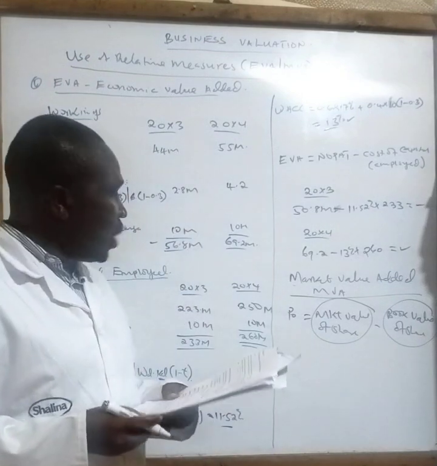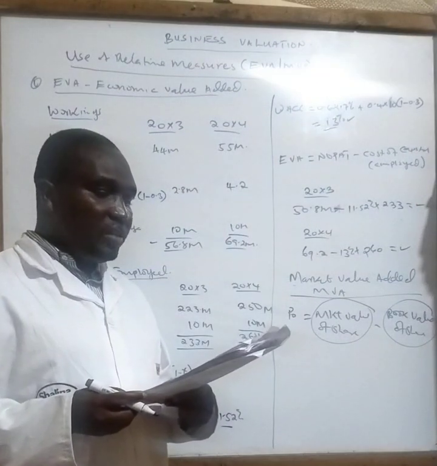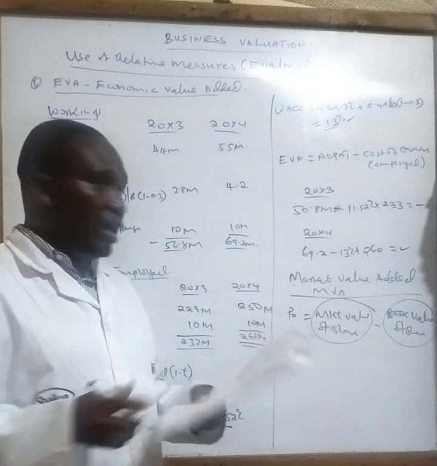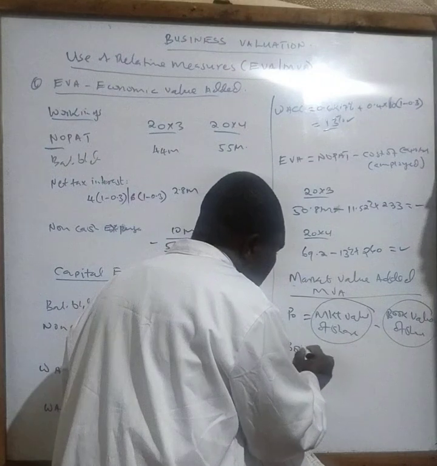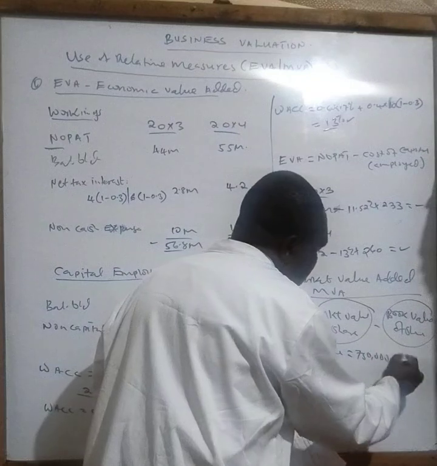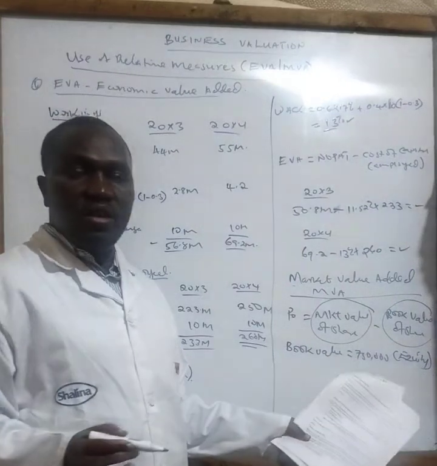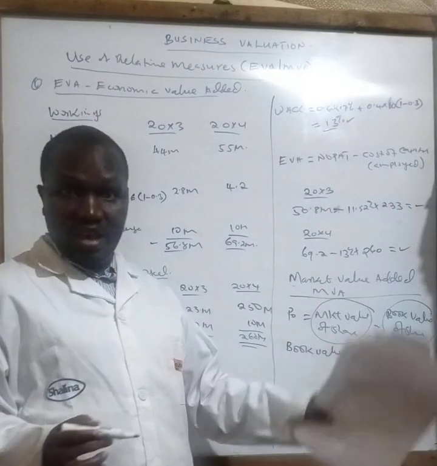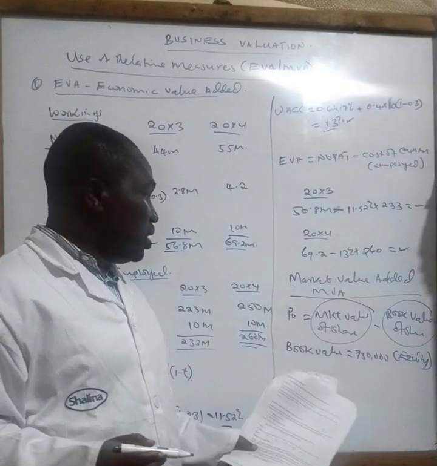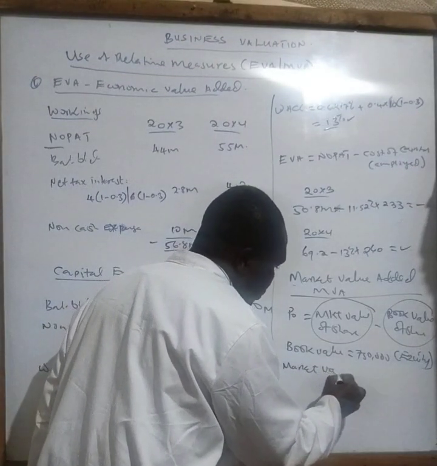So therefore, we analyze one by one. Consider company XYZ whose shareholders' equity amounts to 750. Therefore, that is book value. So you can now say book value is 750. This one is equity. And remember, equity is made up of ordinary shares plus preference shares plus retained earnings. So if you add these three, you get what they call equity. So what is missing is market value. So calculate the market value.